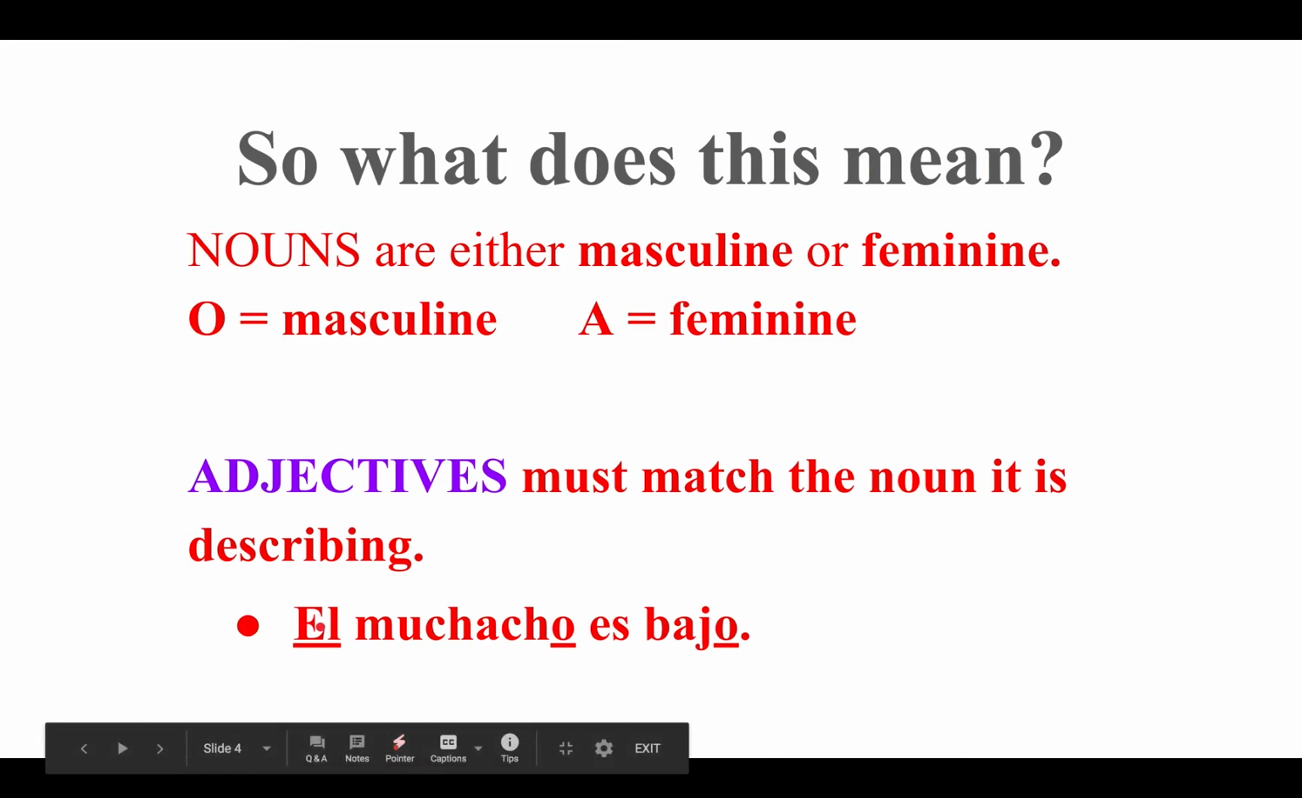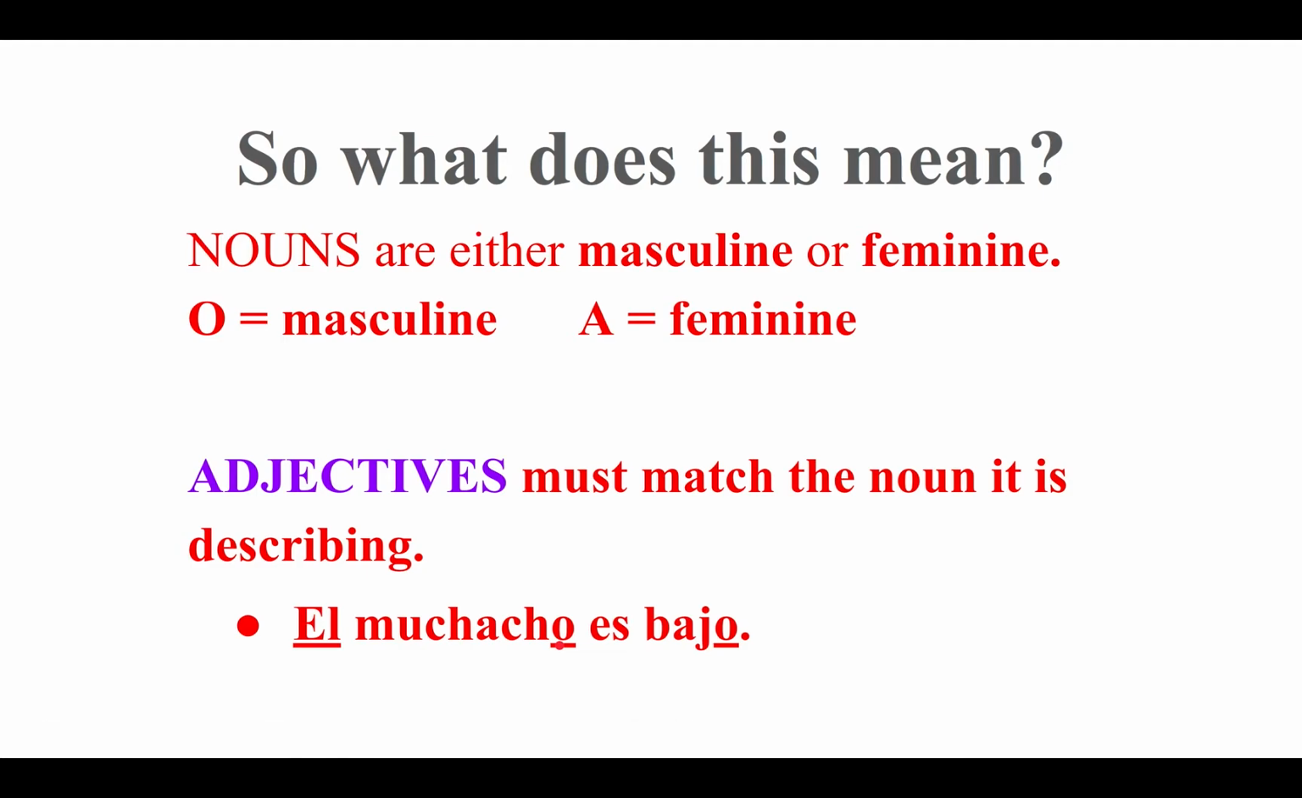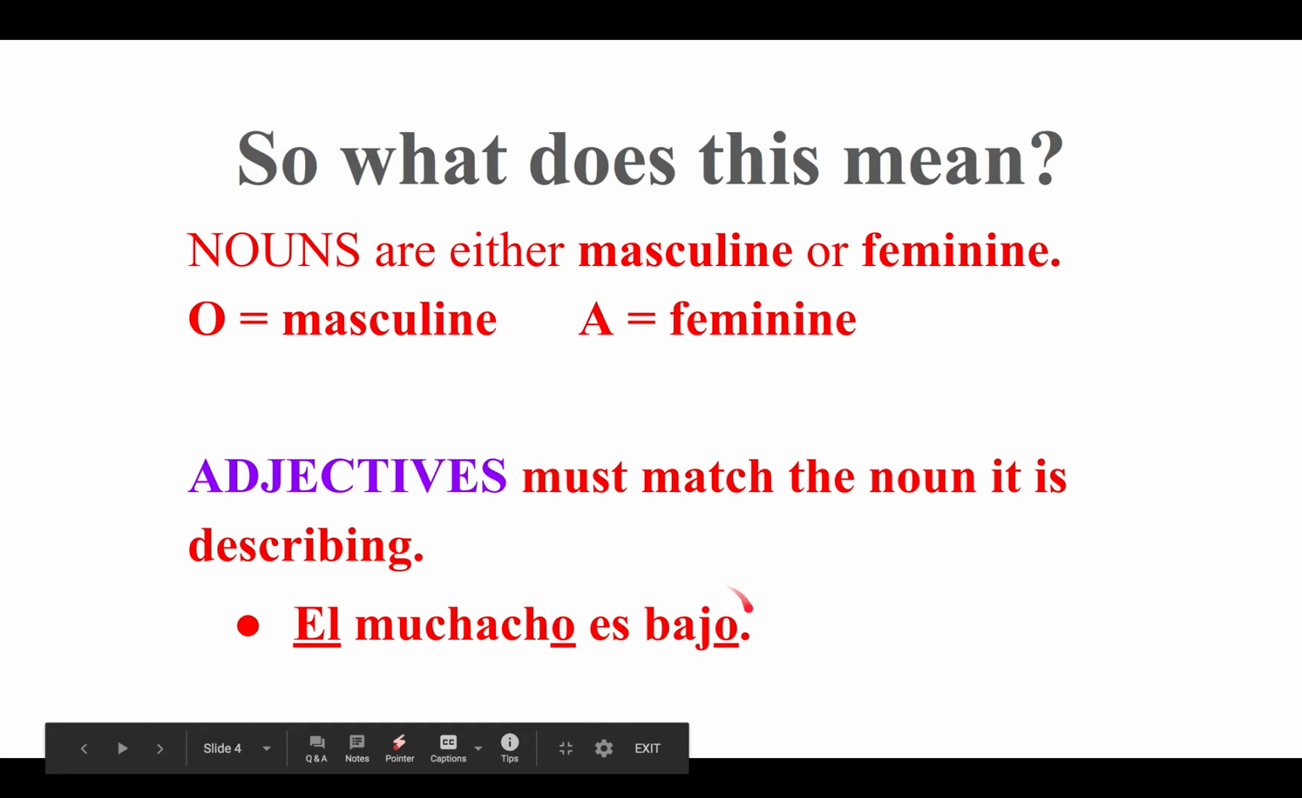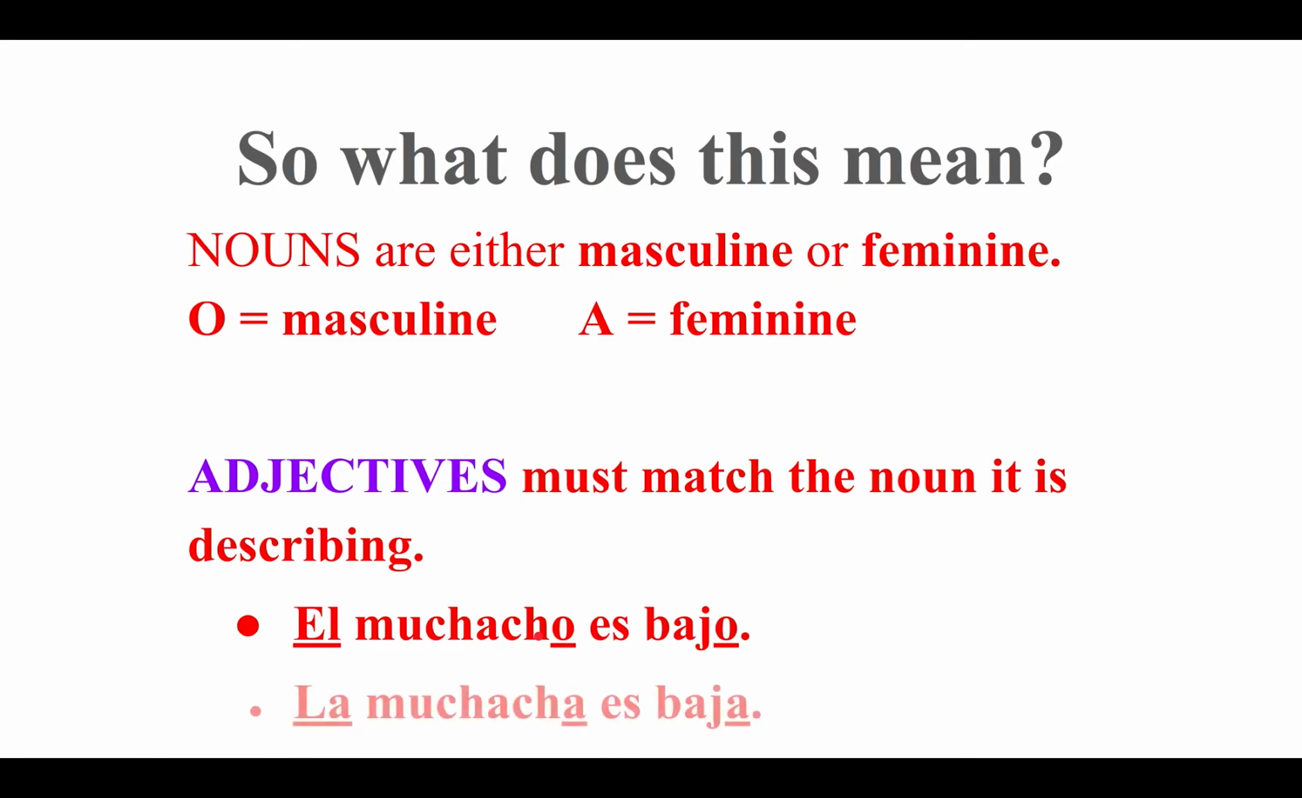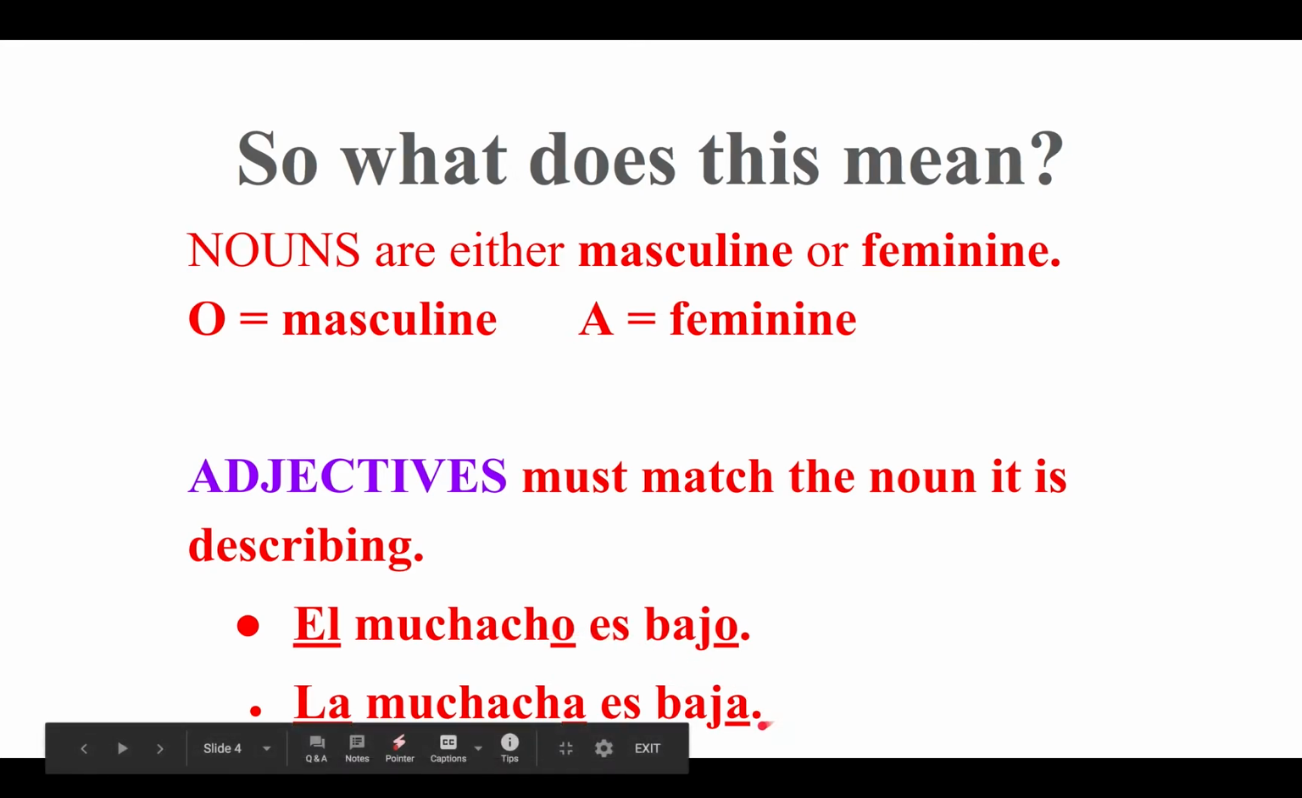We see el muchacho indicates that we're talking about a boy. When we say he is short, we have an O on the end of the word short so that it matches the gender of what we're describing. On the other hand, if we're describing a girl, la muchacha, we then need to say baja. So the word that describes her has to match and be feminine since we're describing a female.